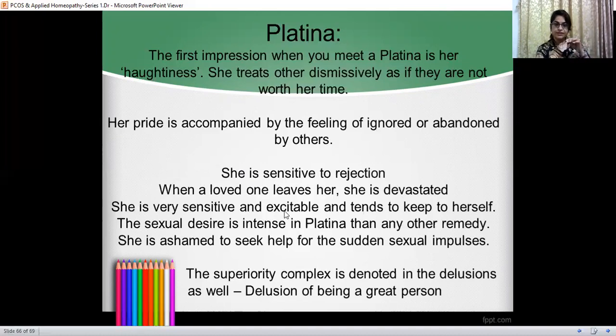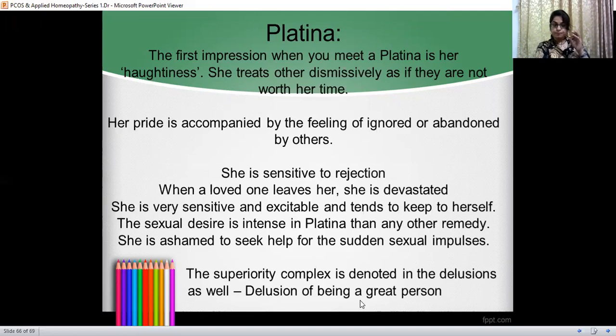She is very sensitive and excitable and tends to keep to herself. The sexual desire is more intense in platina than in any other remedy. She is ashamed to seek help for the sudden sexual impulses. The superiority complex is denoted in the delusion as well. Delusion of being a great person, delusion of grandeur. Platina can be described as delusion of grandeur. That means she feels that I'm a great person.